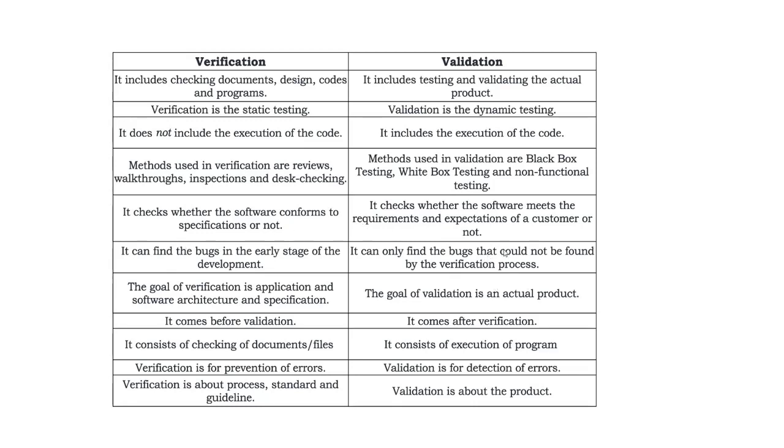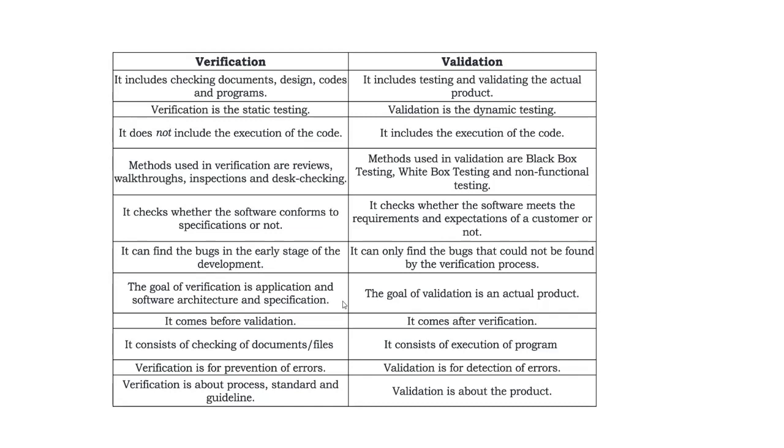Validation can find bugs that could not be found by the verification process. Whenever you validate, that's when you get to know what types of errors and bugs are present in the system. That's why only after you test it will you be able to find those bugs. That's where the two processes differ. The goal of verification is the application and software architecture and specification. The goal of validation is the actual product.